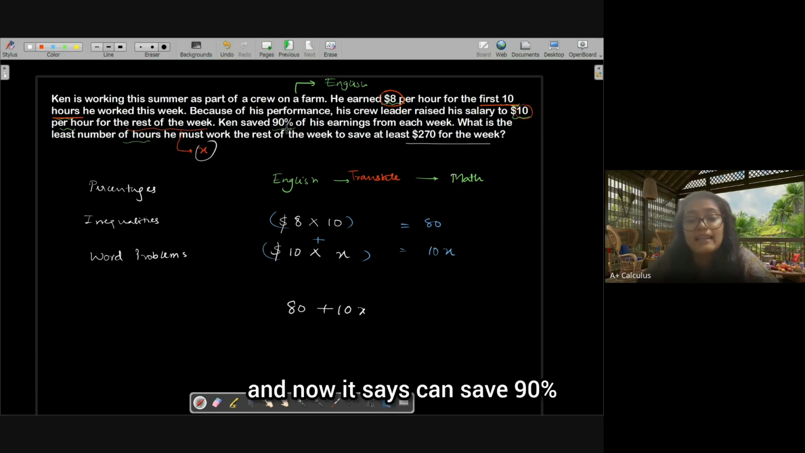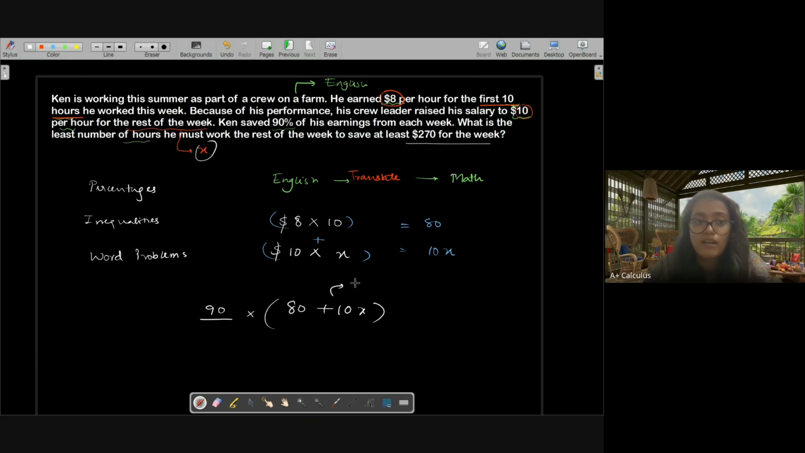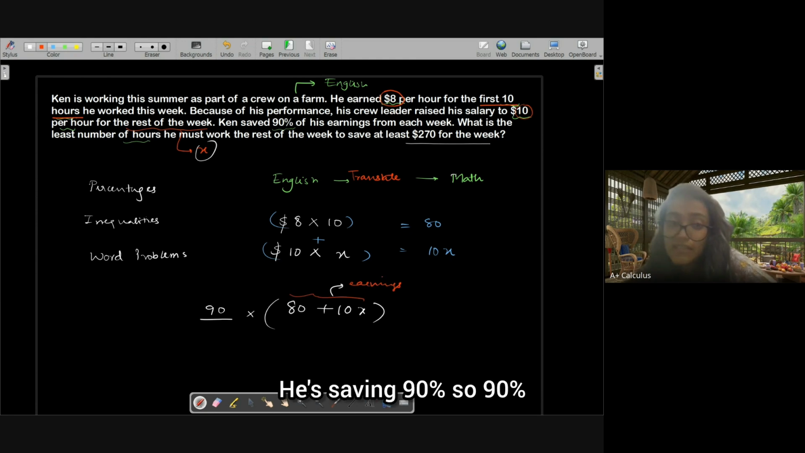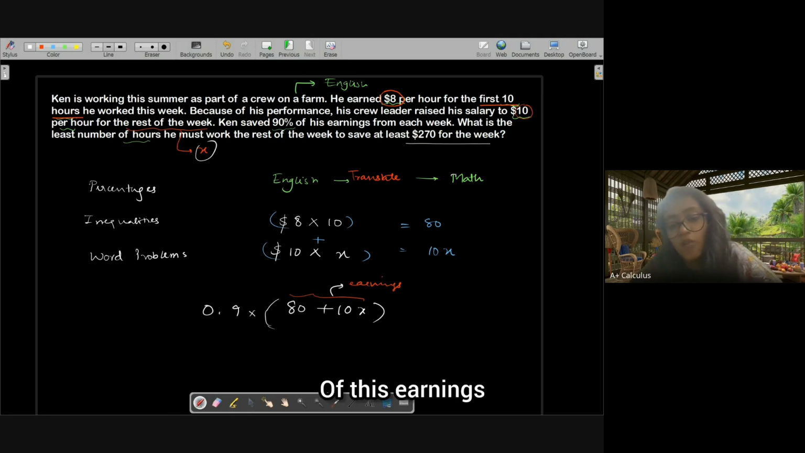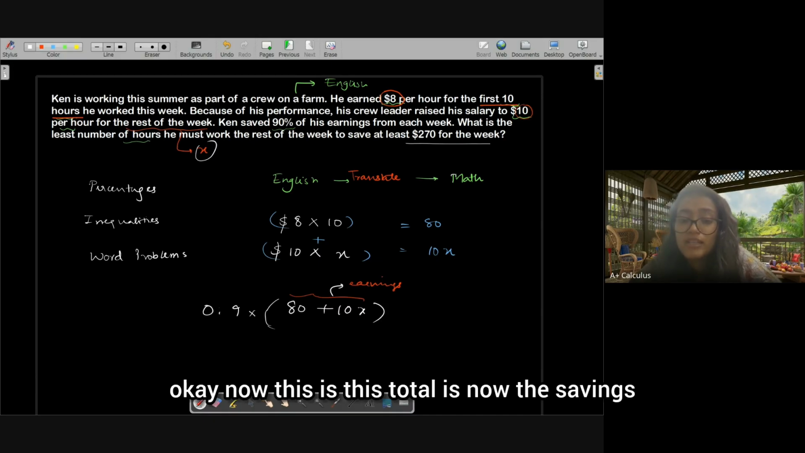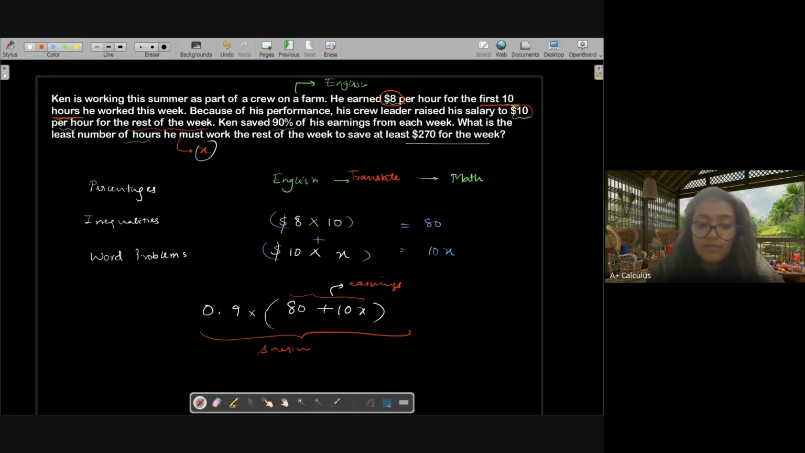And now it says he can save 90% of his earnings. So how will you translate this? 90% of this. This is his earnings, right? And of his earnings, he is saving 90%. So 90% is 0.9. That means he is saving 0.9 of this earnings. Now, this complete thing is the savings.